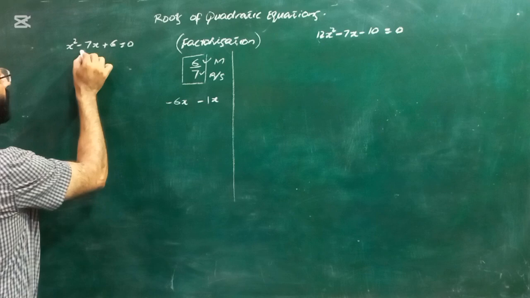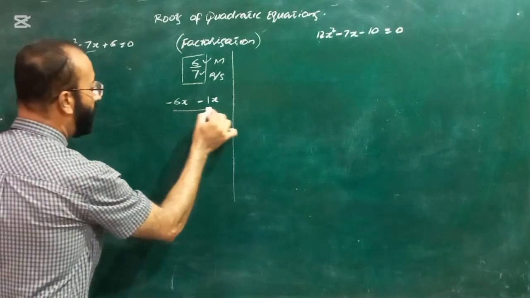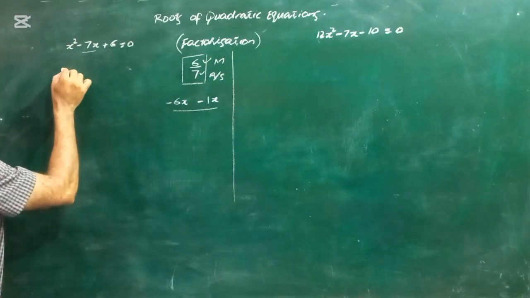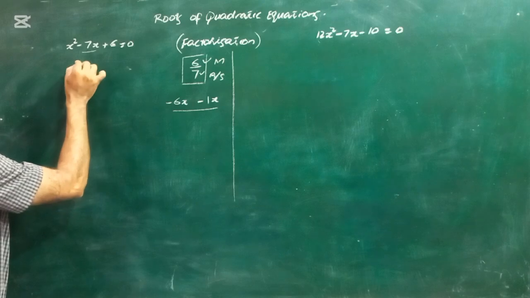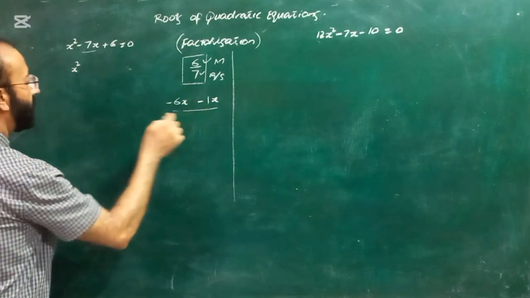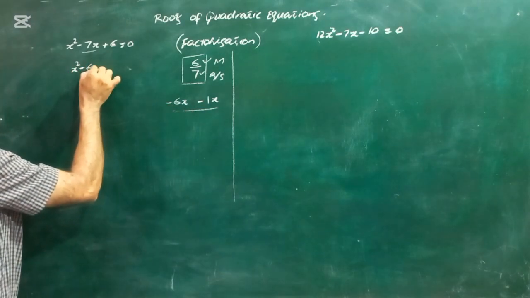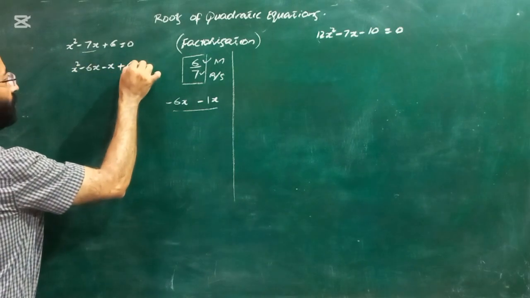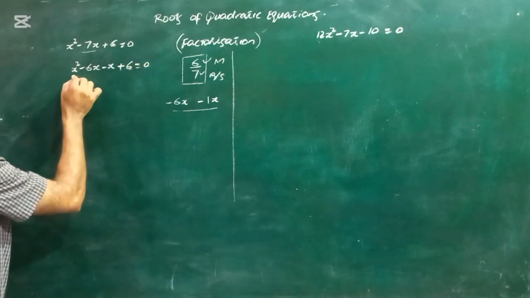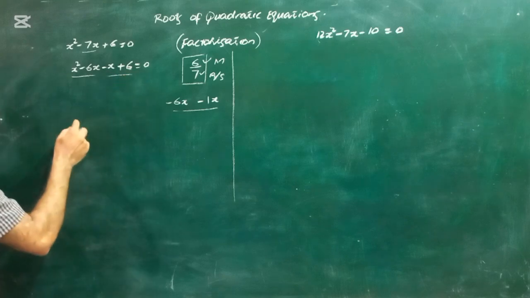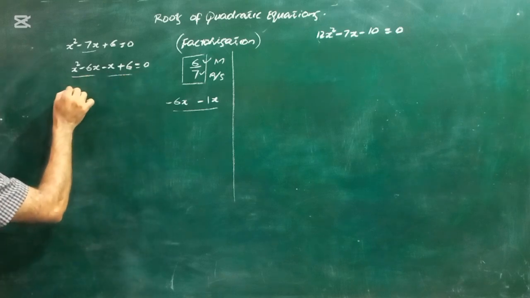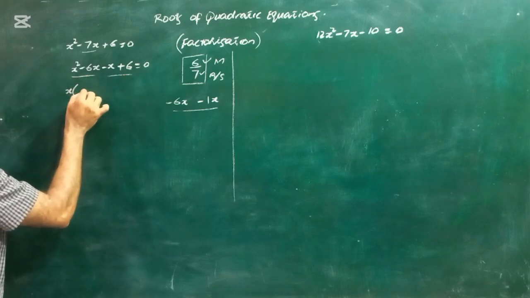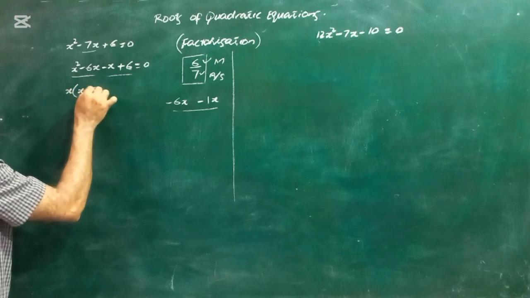So now ignore the central value and put this pair in place of it. So look now, x square is as it is. Now minus 6x minus x will be put in place of minus 7x. This plus 6 equal to 0 as it is. Now make pairs, take commons. So in the first pair, x is common. The remainder will be x minus 6.